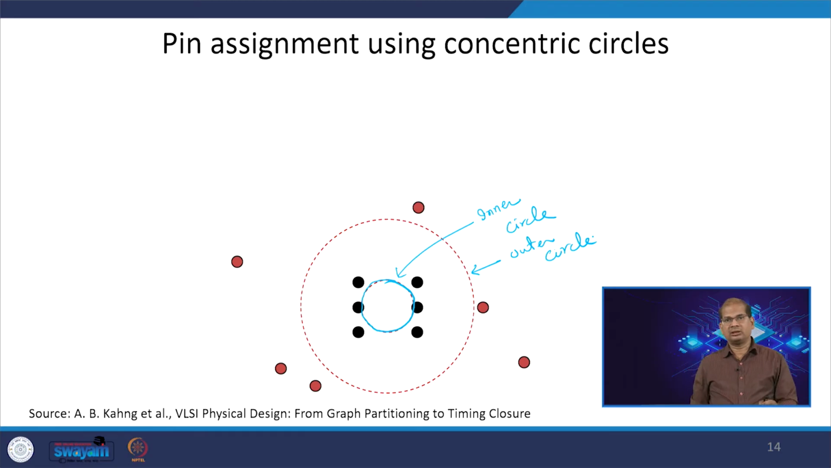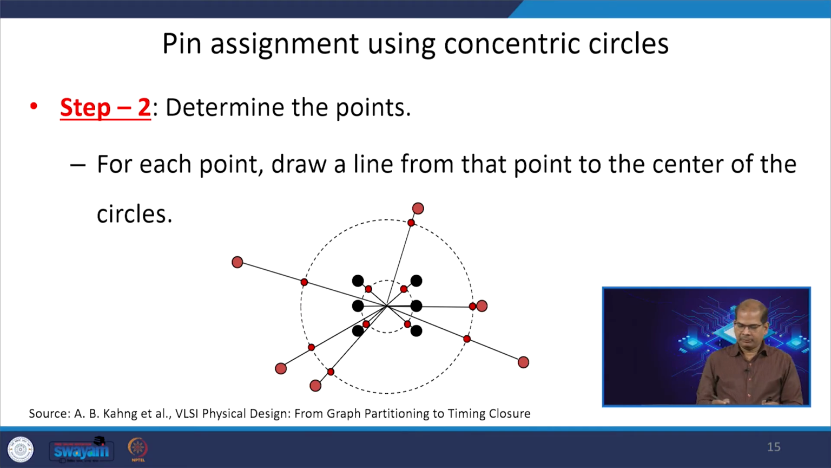The outer circle will be drawn in such a way that all the chip pins, the red dots or red pins, will be outside the outer circle. Now, we need to determine the points. Since the center of the outer circle and the center of the inner circle are the same, we can draw a line from the red pins to the center, and also draw lines from the black dots or black pins to the center.